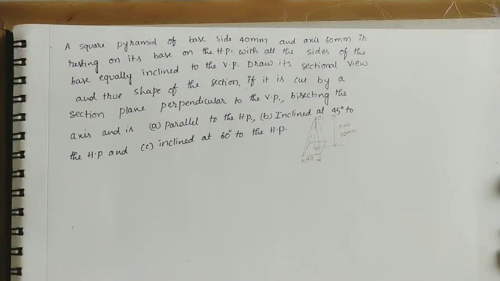In today's class, let us discuss sections of solids. Here the given solid is a square pyramid. Roughly, I drew the square pyramid here. Let us take the given data initially.